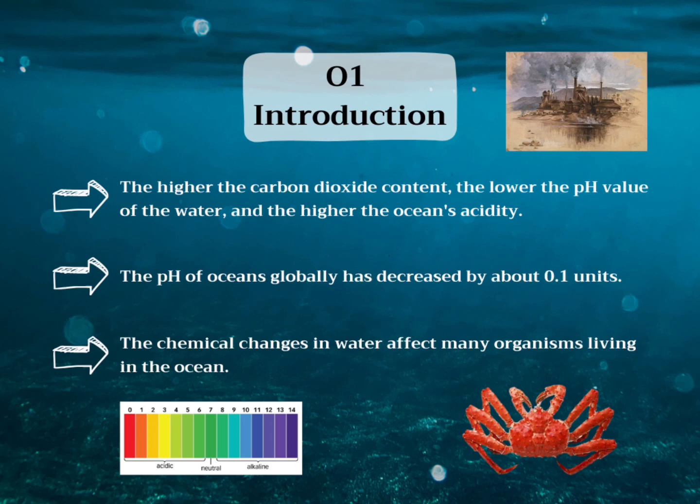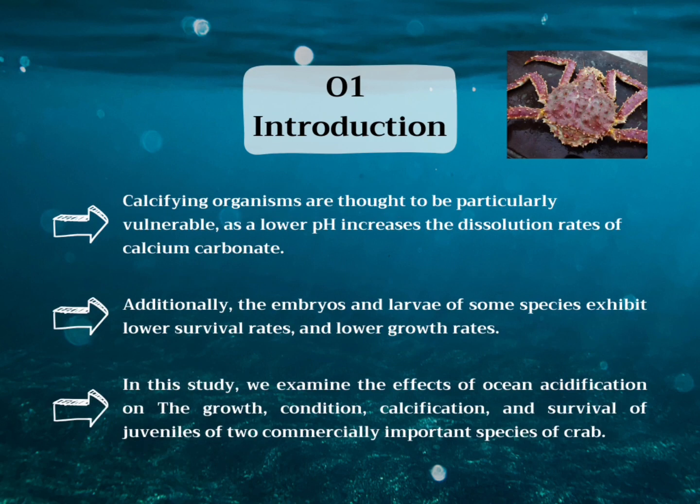Number 1. Introduction. The higher the carbon dioxide content, the lower the pH value of the water, and the higher the ocean's acidity. The pH of oceans globally has decreased by about 0.1 unit. This chemical change in water affects many organisms living in the ocean. Calcifying organisms are thus particularly vulnerable, as a lower pH increases the dissolution rate of calcium carbonate. Additionally, the embryos and larvae of some species exhibit lower survival rates and lower growth rates.